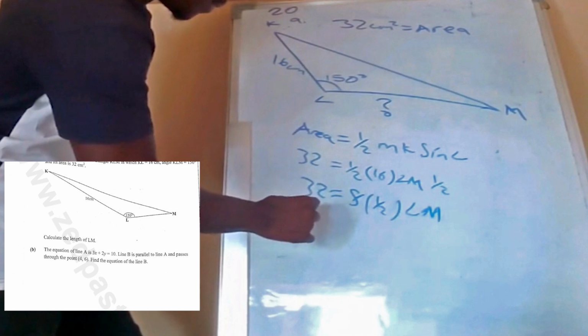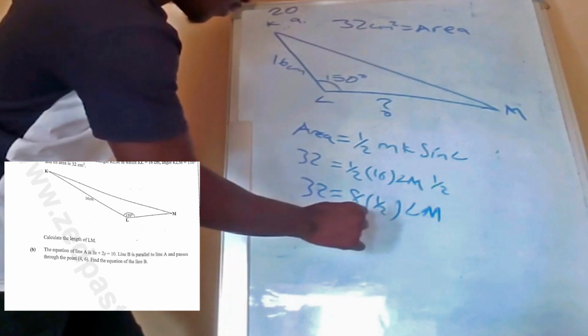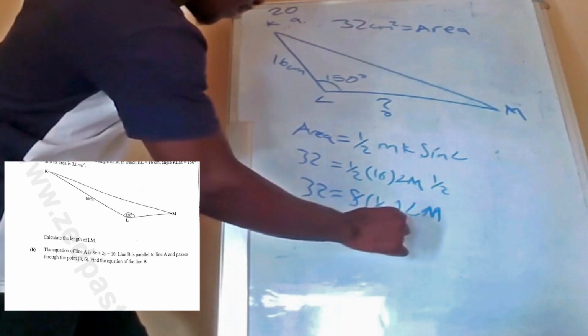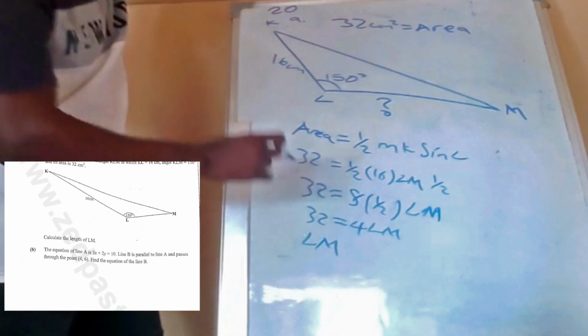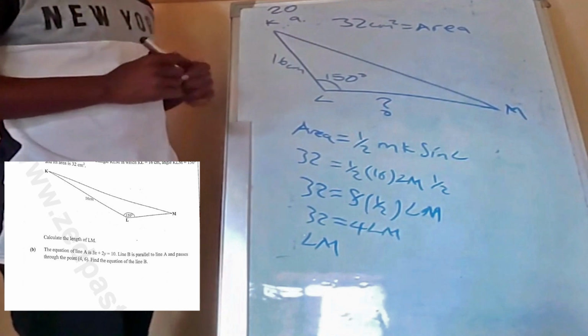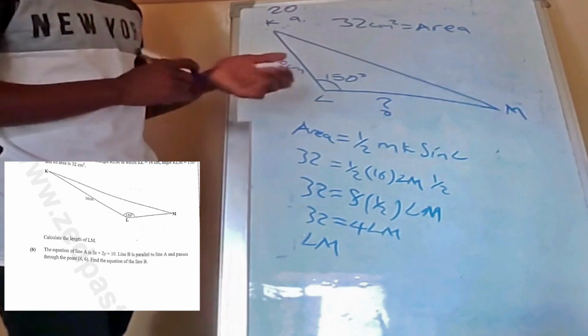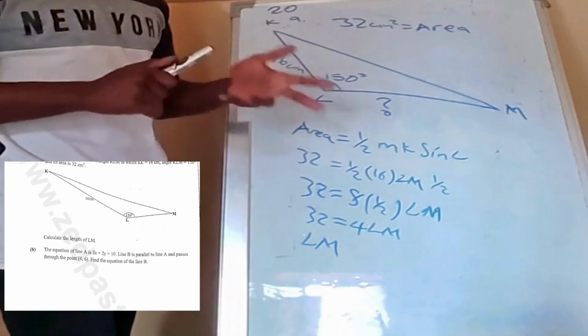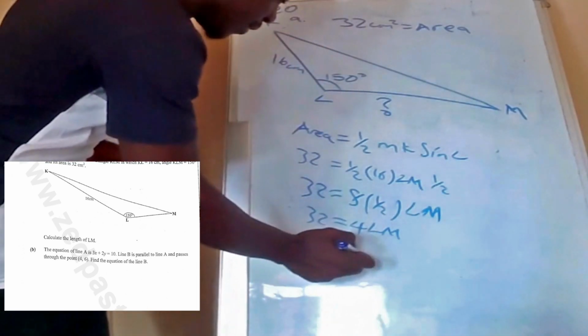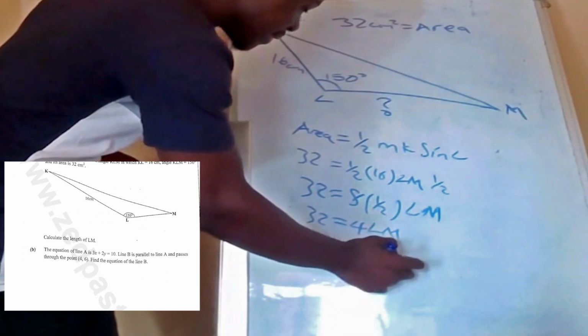What is half of 8? It is 4. So 32 equals 4 LM. What is LM? LM is simply 32 divided by 4. What is 32 divided by 4? We've got 8, 16, 24, 32. So it's 8. So LM is therefore equal to 8 centimeters.